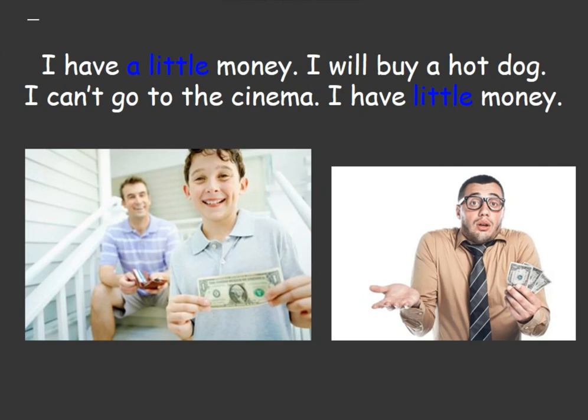Let's see some examples. I have a little money. I will buy a hot dog. This means that I have enough money. Yes, I have a little money that makes me able to buy a hot dog. Let's see the second example. I cannot go to the cinema. I have little money. So is the money that he has enough or not? No, it's not enough. So he can't go to the cinema. This is the difference between a little and little. Have you got it? Okay.